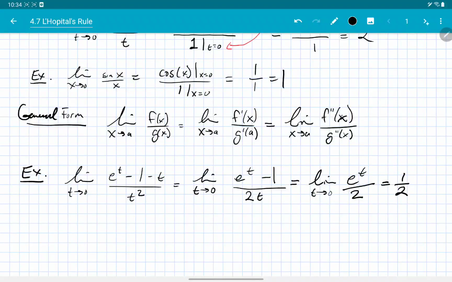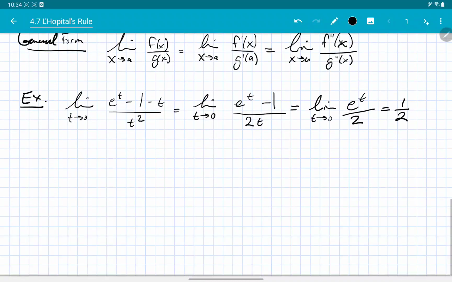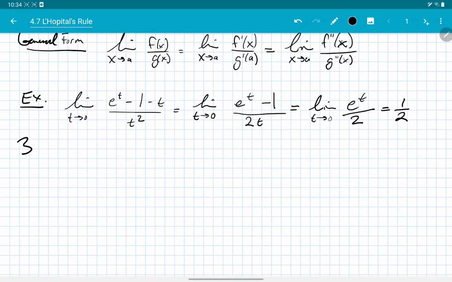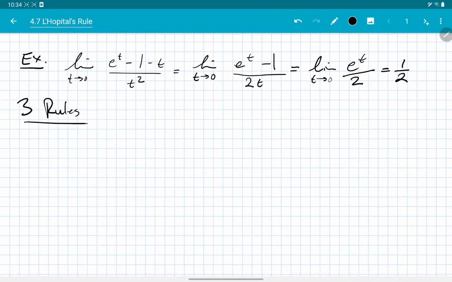Okay, so there's one more thing about L'Hopital's rule: not only is it good for finding limits at specific values, it's also good for finding limits at infinity or when functions are really large. So let me write down 3 rules for using L'Hopital's rule in different situations than the ones we have here.